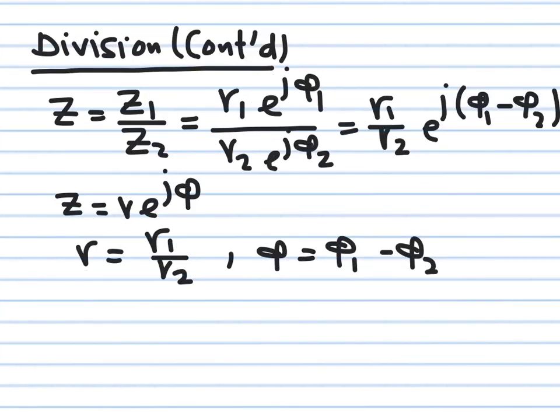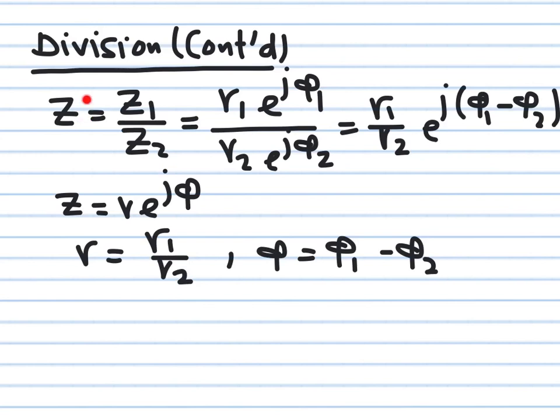Okay, in polar form, you only divide Z1 by Z2. You write Z1 as R1 e to the J phi 1. You write Z2 as R2 e to the J phi 2. You move this e to the J phi 2 to the numerator and it becomes e to the minus J phi 2. And then you divide the two moduli that you have here, and you end up with this form. Okay?